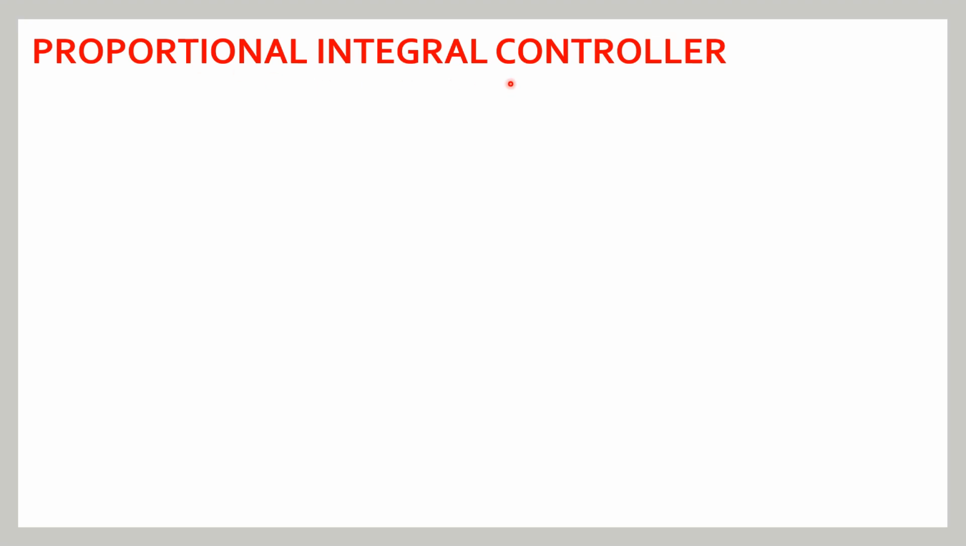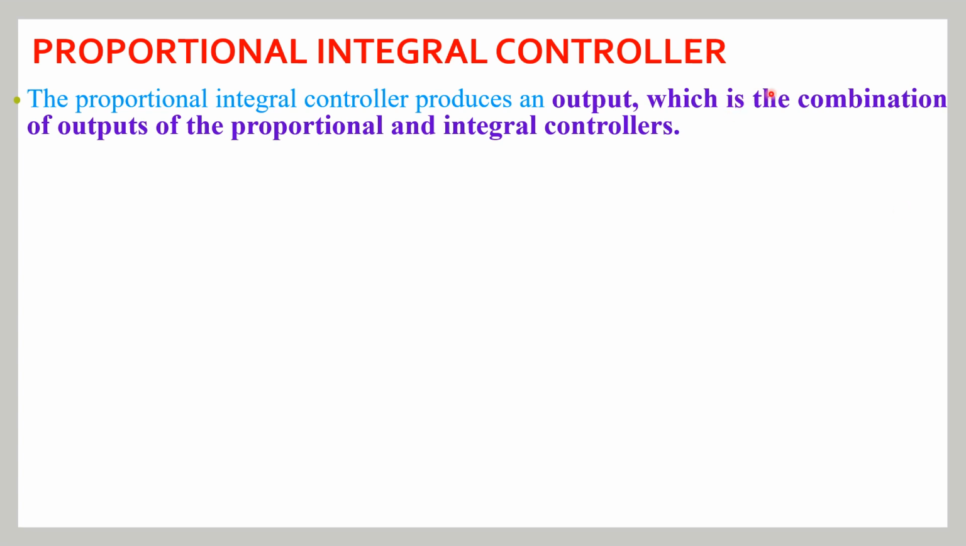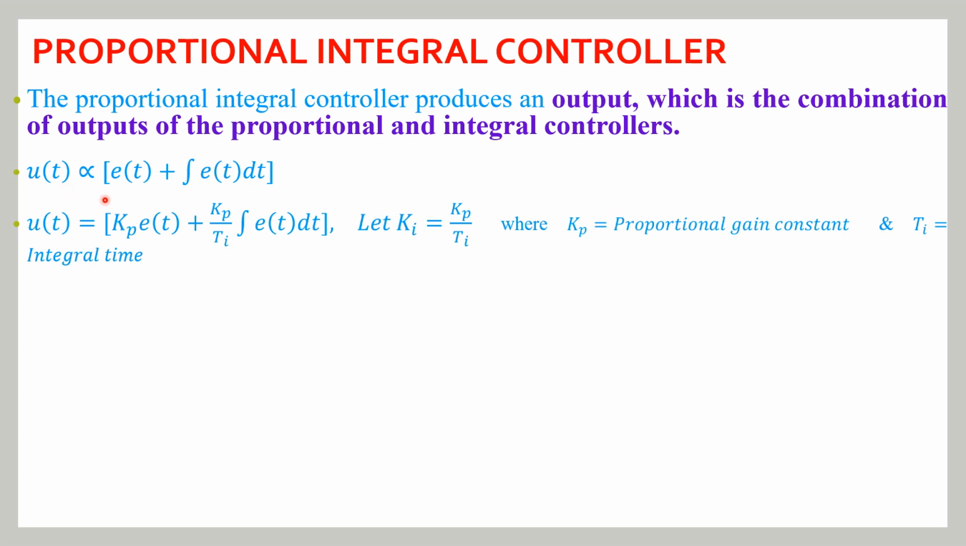The proportional integral controller will produce an output actuating signal as a function of two terms. One is proportional to the error signal, the other is proportional to the integral of the error signal. So we can write u(t) is proportional to e(t) plus the integral of e(t) dt. To remove the proportional symbol, let us add a constant called Kp, the proportional gain constant, and Ti is called the integral time constant. So u(t) equals Kp times e(t) plus Kp by Ti times the integral of e(t) dt, where Kp by Ti can be called Ki, the integral gain constant.